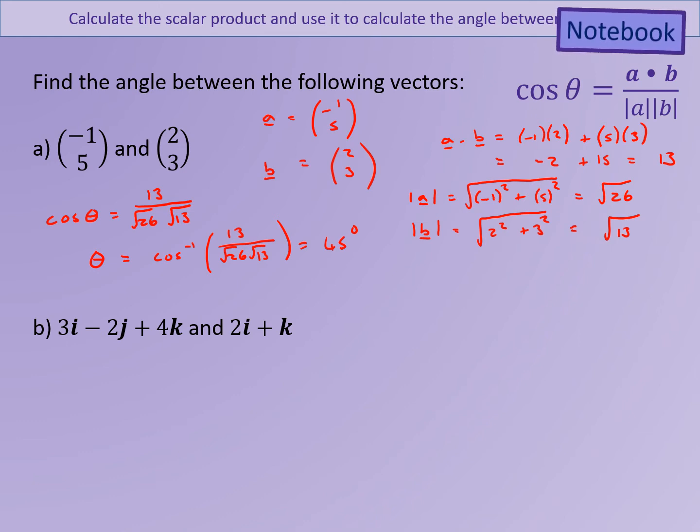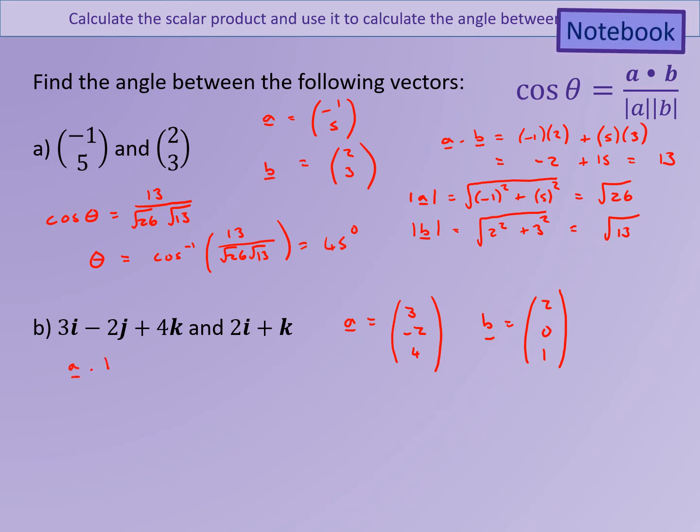For part B, we have 2 vectors in 3 dimensions. You may find this easier to write the vectors as column vectors. So 3i minus 2j plus 4k can be written as 3, -2, 4. And 2i plus k can be written as 2, 0, 1. We can then perform the same calculation again.